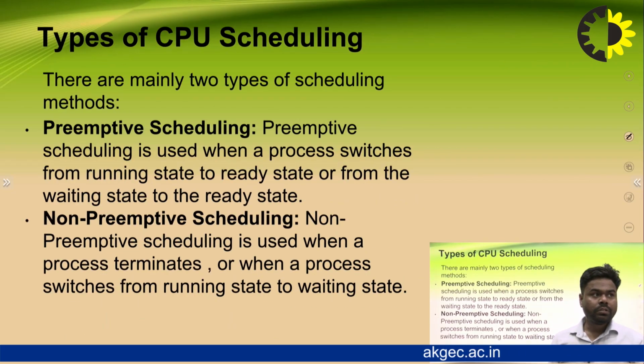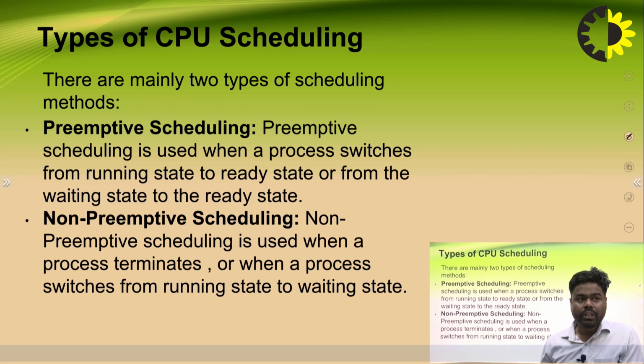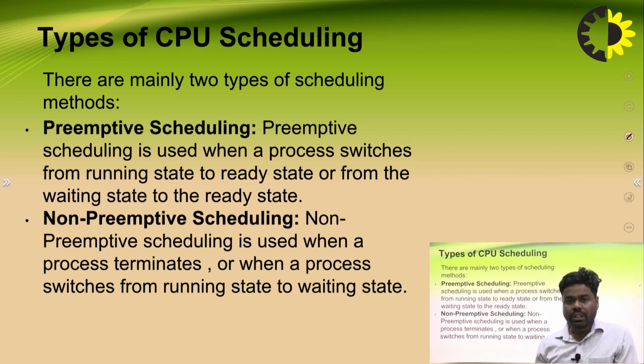There are mainly two types of scheduling methods, preemptive and non-preemptive. Preemptive scheduling is used when a process switches from running state to ready state or from the waiting state to the ready state. It means the process is working on the CPU, and if another process comes in on a priority basis, then it is a preemptive type.